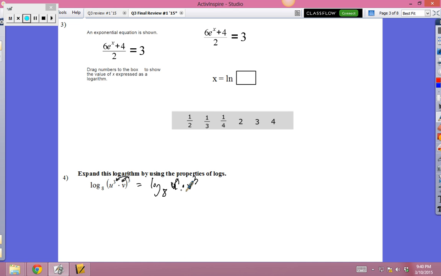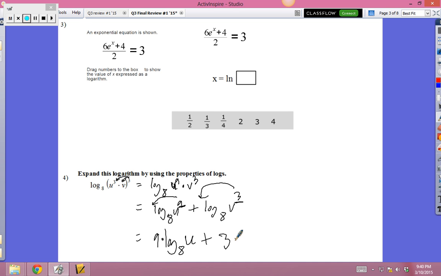Okay. Now multiplication, if I want to take this single log and rewrite it as 2 logs, multiplication is linked to addition. So it's going to be log in base 8 of u to the 9 plus log in base 8 of v to the 3. And then the last rule, the last property says you can take these exponents and you can move them out in front. So if you take this 9, it's going to be 9 multiplied by the log in base 8 of u plus 3 multiplied by the log in base 8 of v.